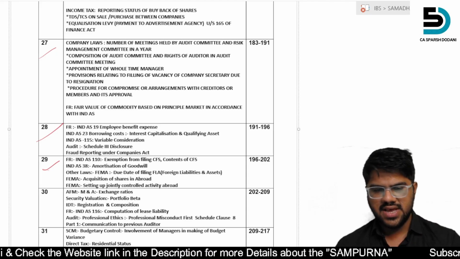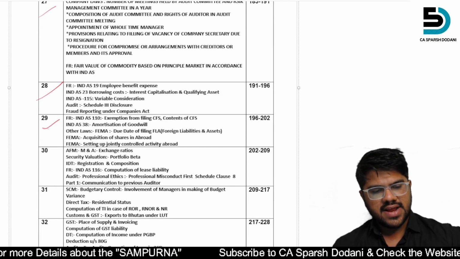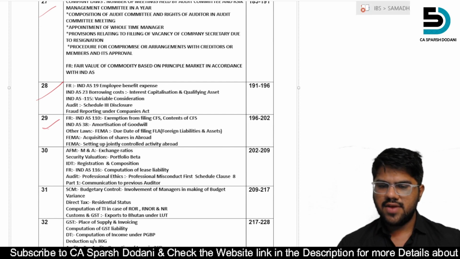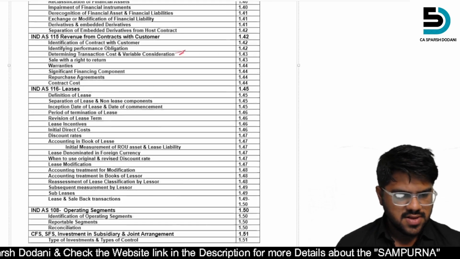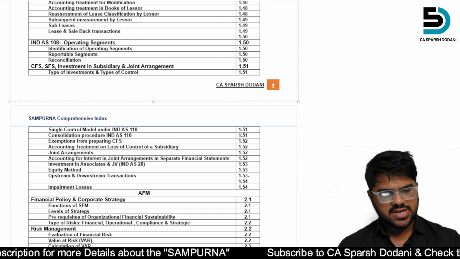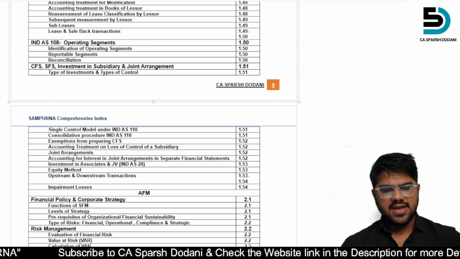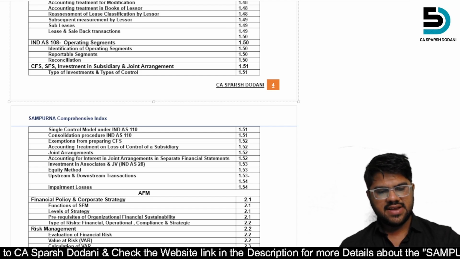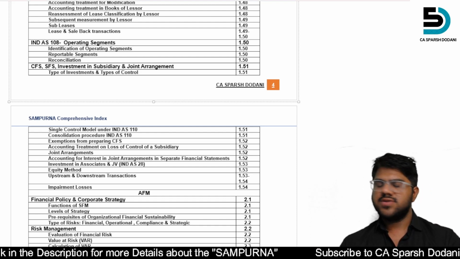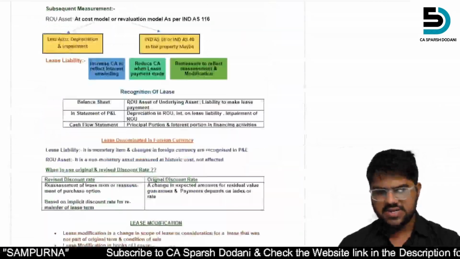उसी में बेसिकली वहीं पे ये क्वेश्चंस थे, and if I show you further how the questions look, likewise we can see now this is FR Ind AS 110 exemption from filing of CFS, content of CFS. So if we go likewise in the Sampurna, the CFS is covered in this part, I guess. Yes, CFS. So consolidation exemption from preparing CFS, you will directly go into 1.51 and 1.52. You will get the whole crux of it. Let us just go check it.